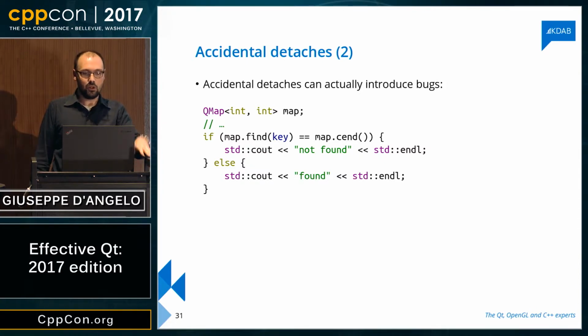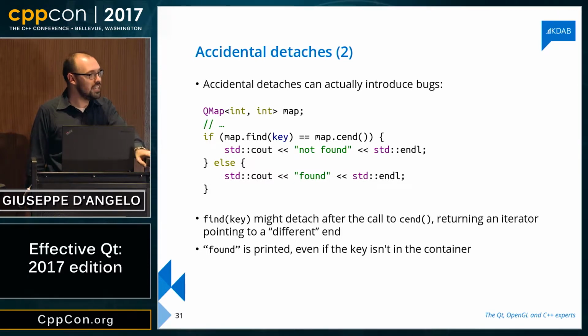So what happens? You call cend first, and that returns perhaps the very end of the map. Then you call find. The first thing find is going to do is deep copy the map right away. And then it's going to perform the find algorithm, and perhaps it's not going to find the key. So it's going to return the end. The end of what? The end of a new copy of the map. So basically you have now two different ends returned on the two sides of the equal operator. The two ends will be different, so this code is going to be found, even if the key is not there. This is extremely subtle to find.